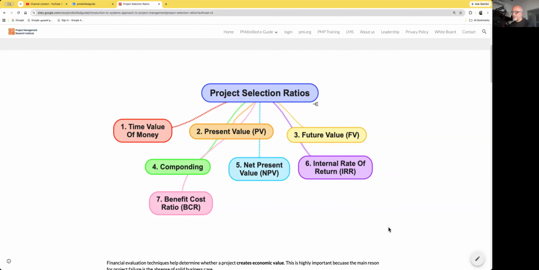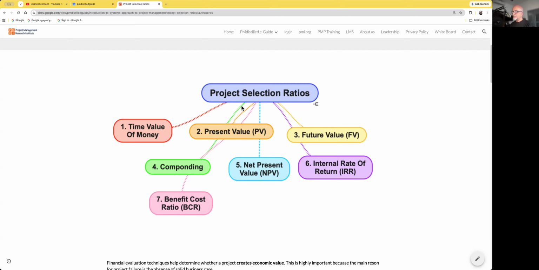Welcome to the next lesson. In this lesson, I'll explain the project selection ratios and the significance of the project selection ratios when it comes to really selecting the right projects, which are in true alignment to the organization strategy.